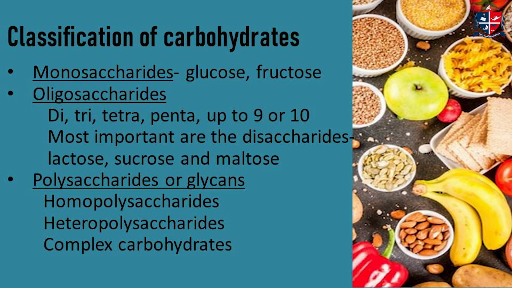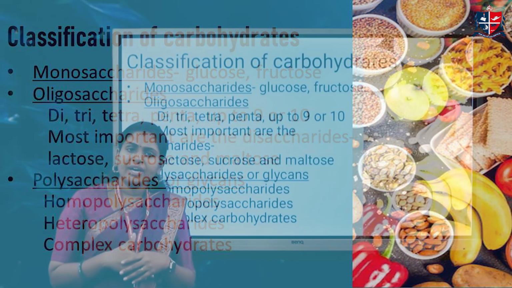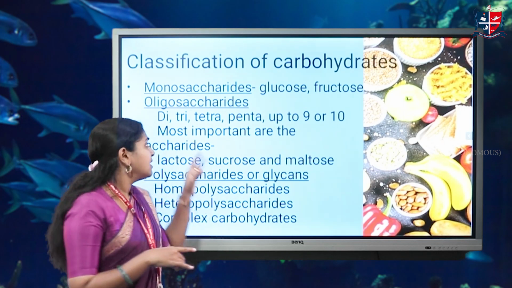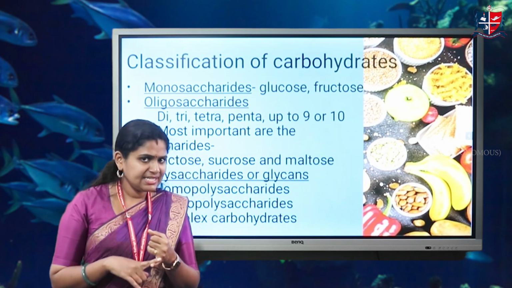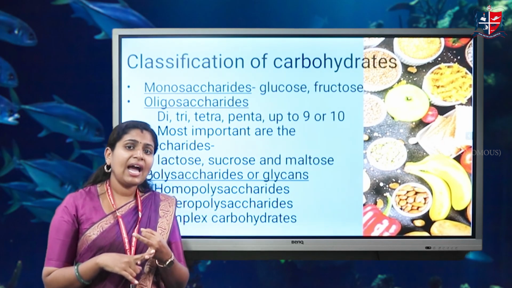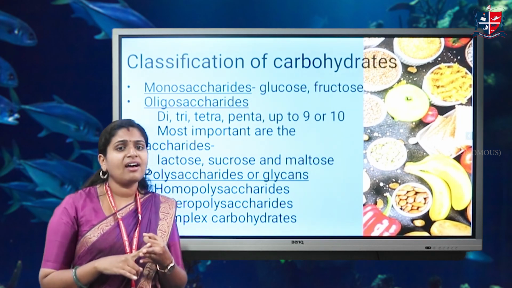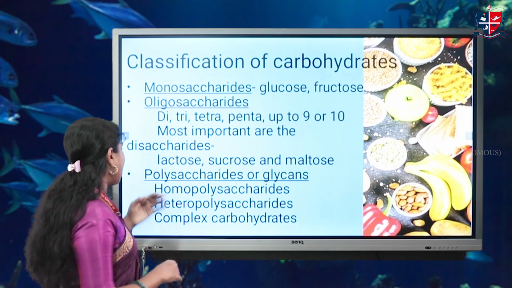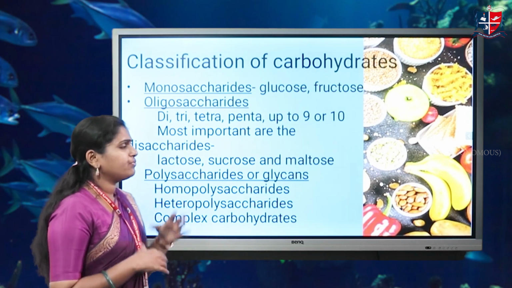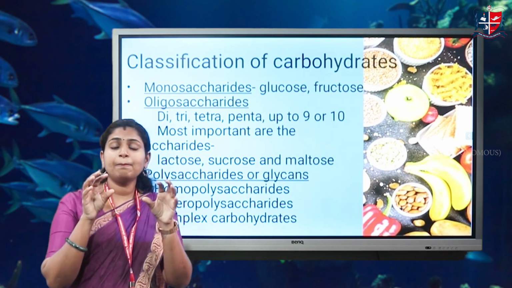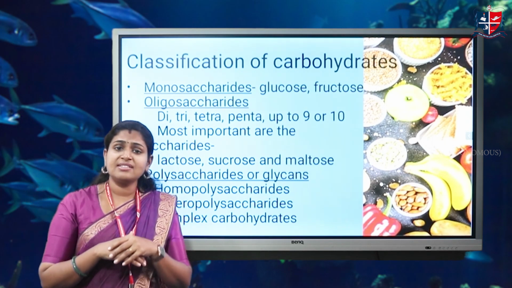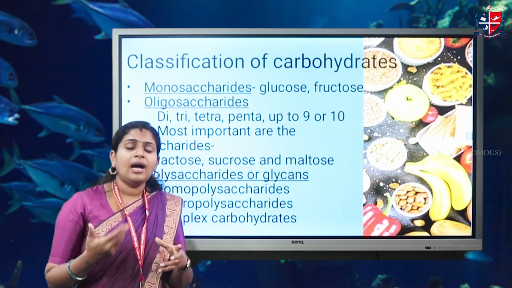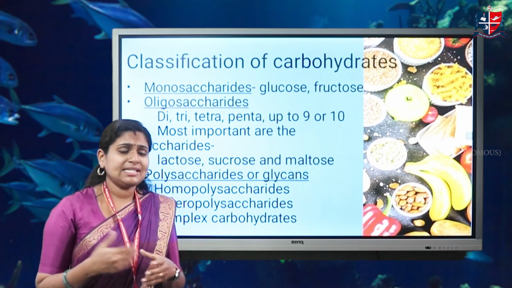Coming to the classification of carbohydrates, carbohydrates are classified into simple carbohydrates or monosaccharides, oligosaccharides, and polysaccharides. These are the three classes of carbohydrate. At first, from the name mono, it means simple sugar. Monosaccharides are known as simple sugars. Some of the examples are glucose, fructose, and galactose, etc.